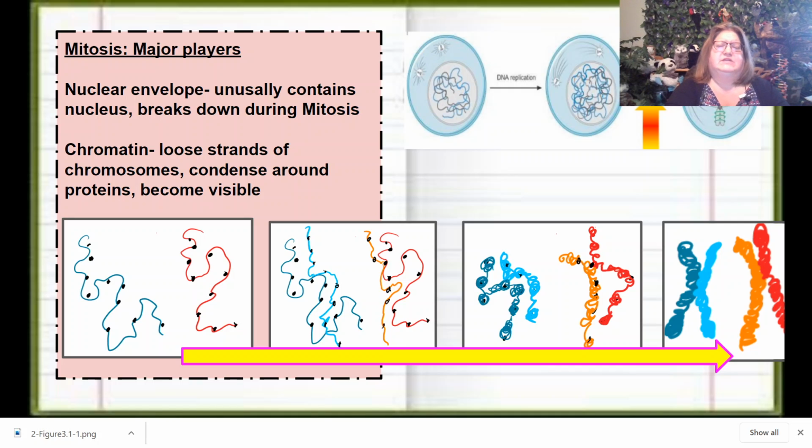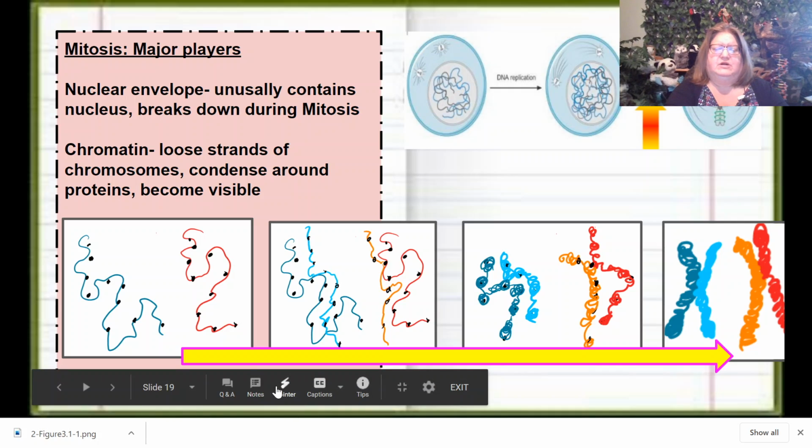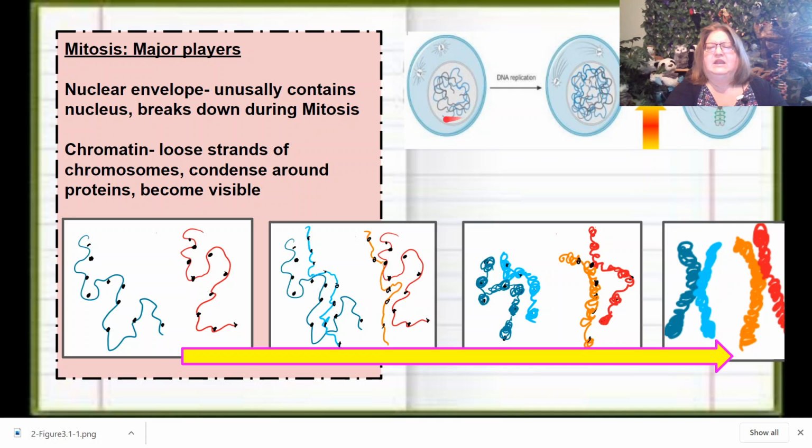So you'll see in this picture up here, you see the nuclear envelope in gray. And as the cell goes through DNA replication, and then as it starts cell division, you'll see that the nuclear envelope is just gone. It'll reform when cell division is done and finished.